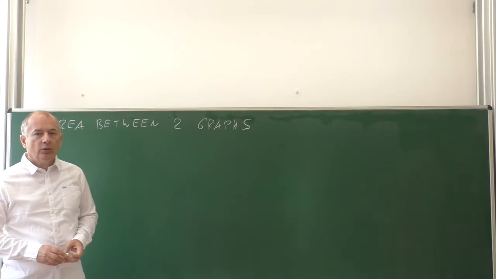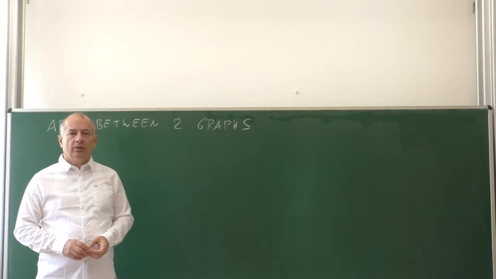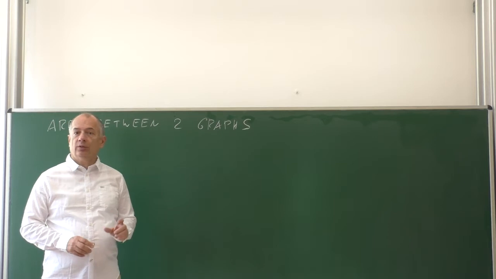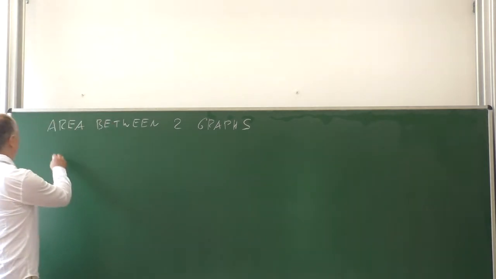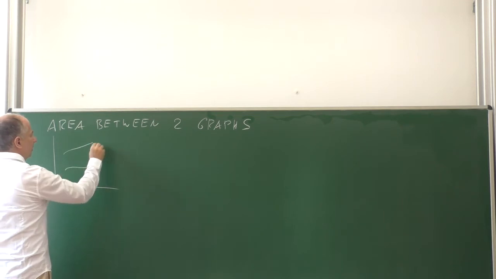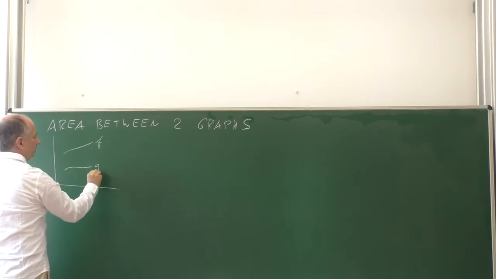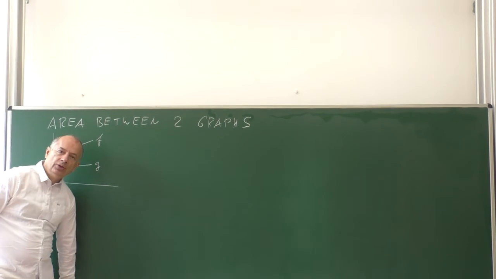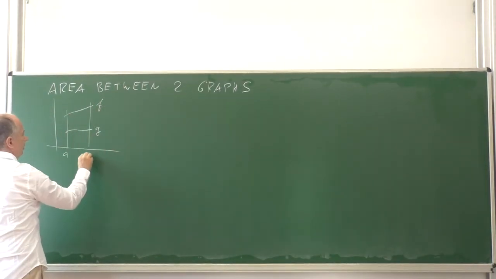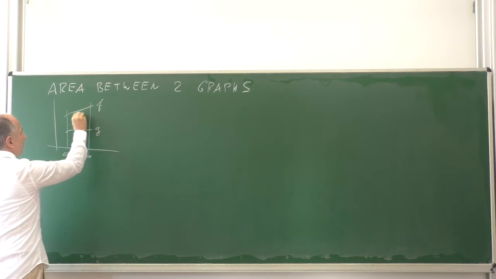We have seen how to compute the area of a region below a graph of a positive function. And now let us consider a slightly more general case if we have two functions with two graphs. Imagine a situation like that. Two functions, one is denoted f and the other g, and two values a and b, and we want to find the area of this region.